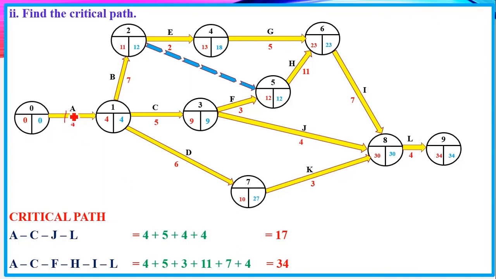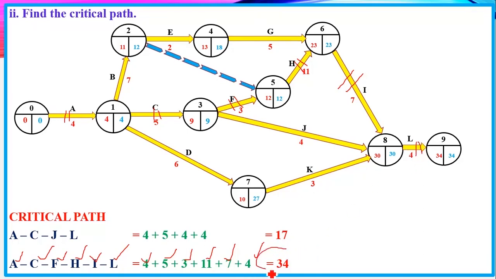This one will be A, which is 4 days. Then we go to C, which is 5 days. Then we go to F, which is 3 days. Remember, we are checking those events where the EST and LSTs are equal. Then we move upward here, H, which is 11 days. Then we go to I, which is 7 days. And lastly, we have L, which is 4 days.